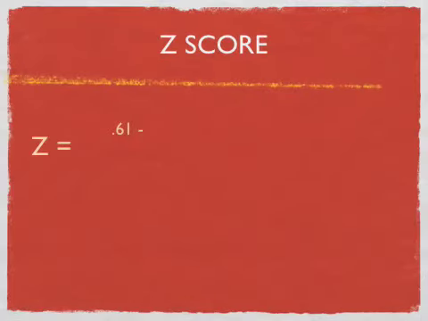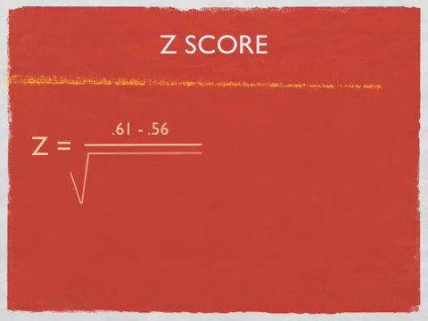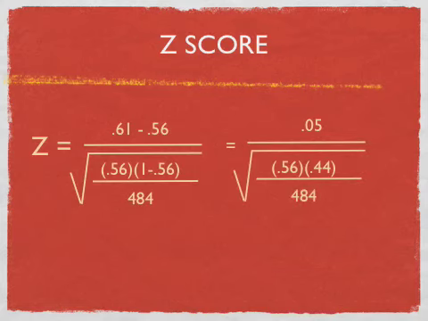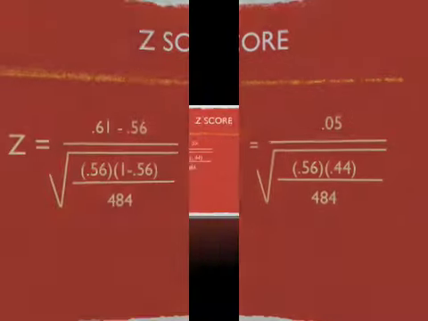0.61, which is our sample proportion. We went out and sampled 484 people. That's what we got. 0.56 is our null hypothesis, divided by the square root of 0.56 times 1 minus 0.56, divided by 484. That equals, so we do the numerator first, which is 0.05, divided by 0.56 times 0.44, which is just 1 minus 0.56, divided by 484.